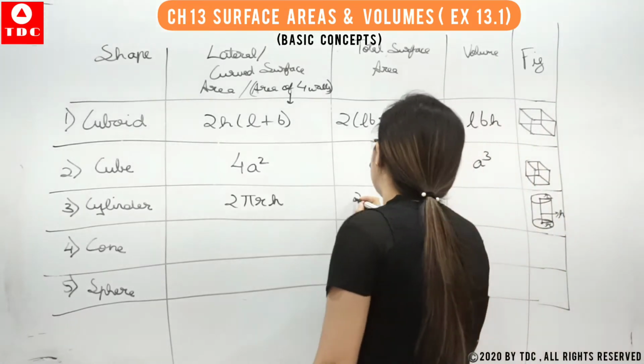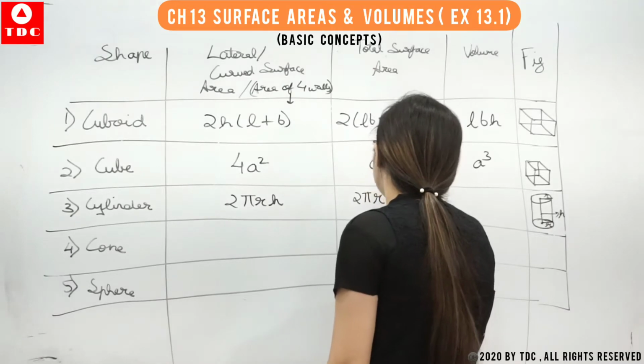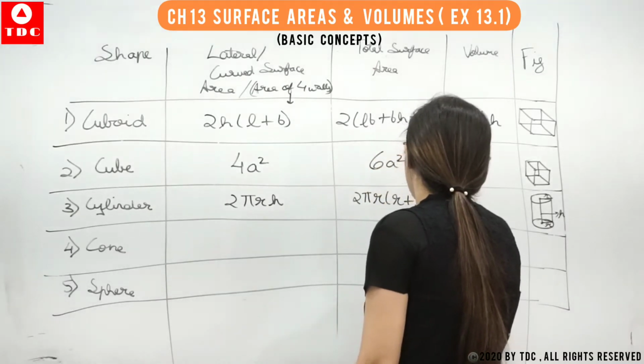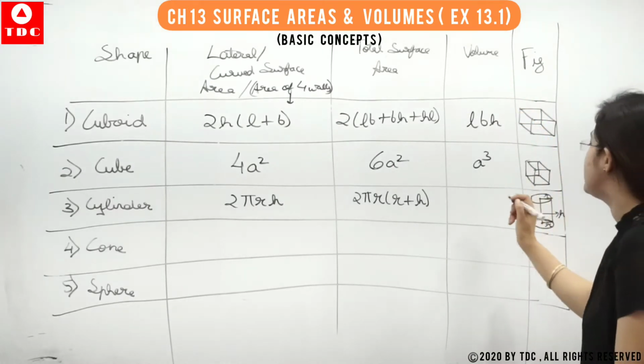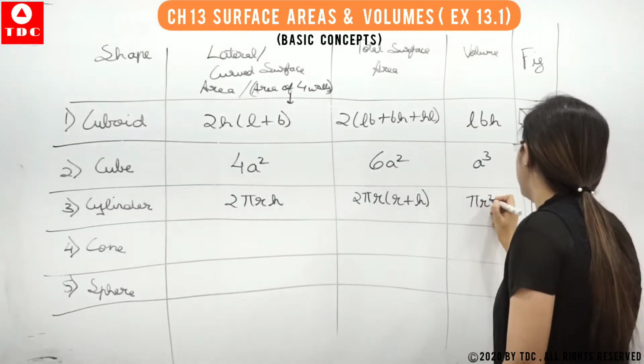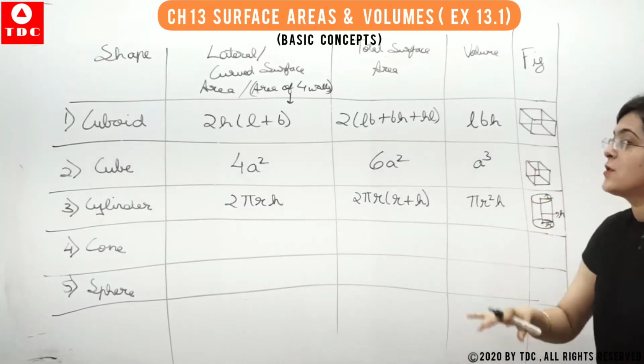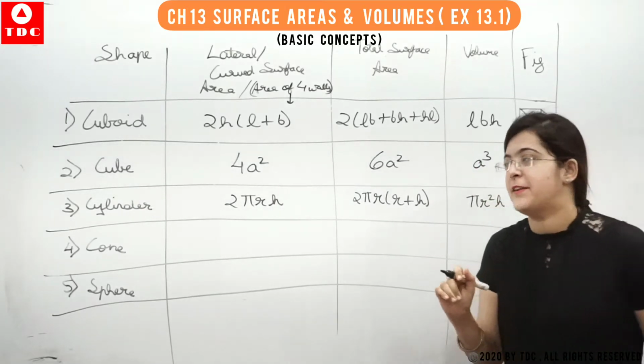How will you calculate the total surface area? 2πr(r+h). Then how will you calculate the volume for cylinder? The formula is πr²h. So all these formulas you have to learn first.